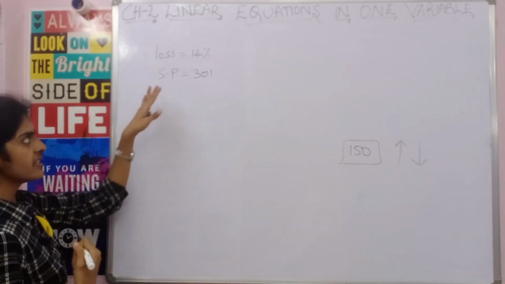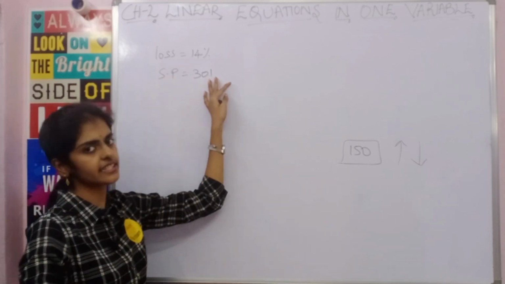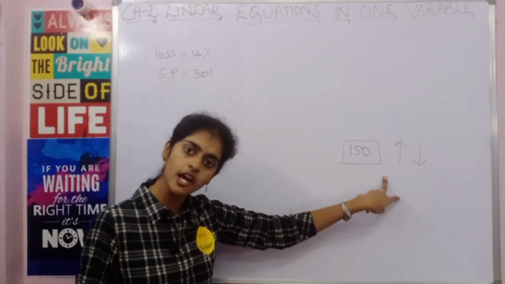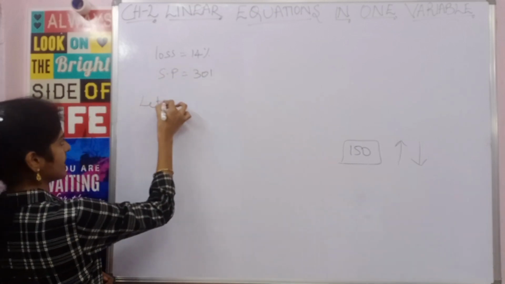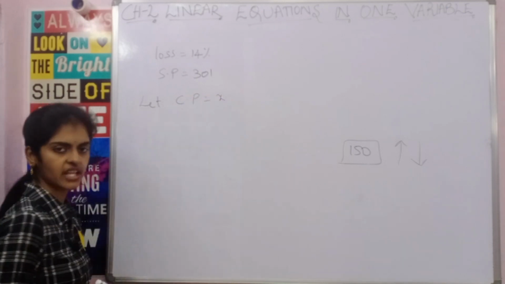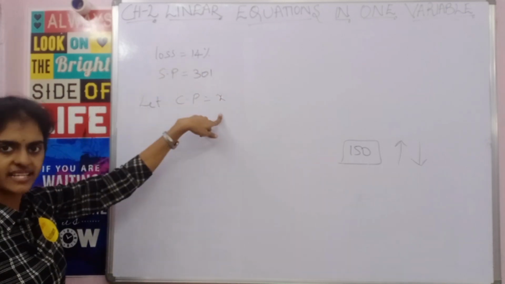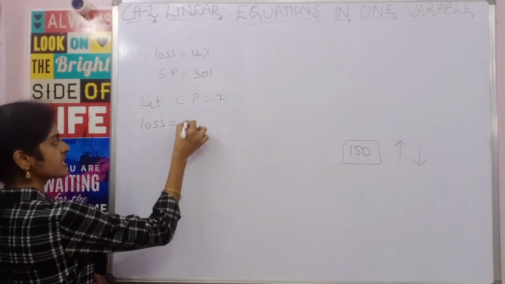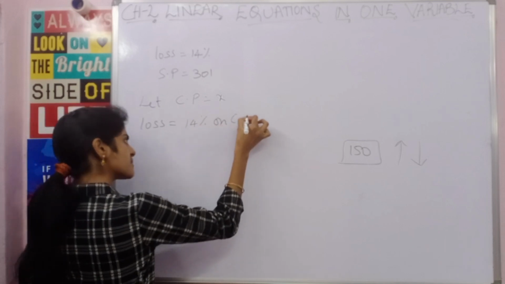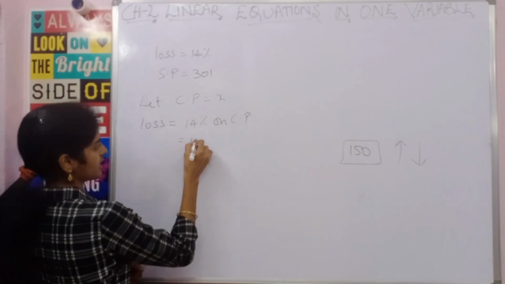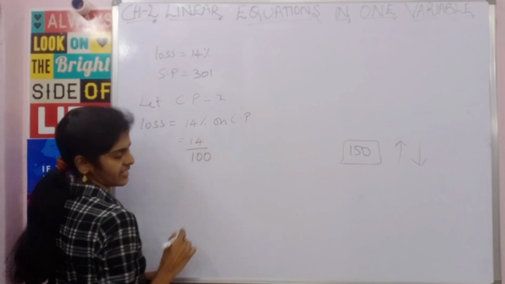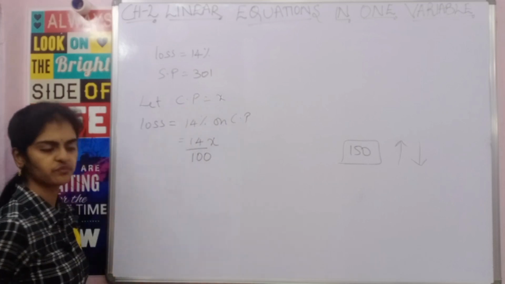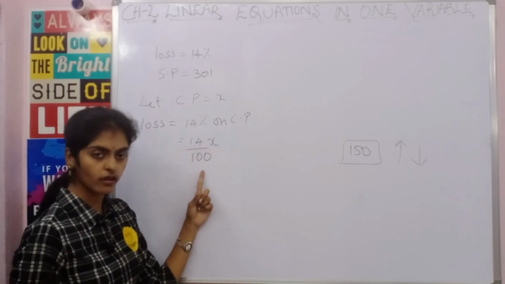So here selling price is 301, he sold it for 301 rupees and he got a loss of 14%. So as I said, loss is always on the cost price. So firstly let cost price be x. Now loss is on cost price as I said. So loss is how much? Loss is 14%. That means it is 14% on cost price. So this is nothing but 14% is 14 by 100 on CP. CP is what? CP is x you have taken. So loss is 14 by 100 of x.